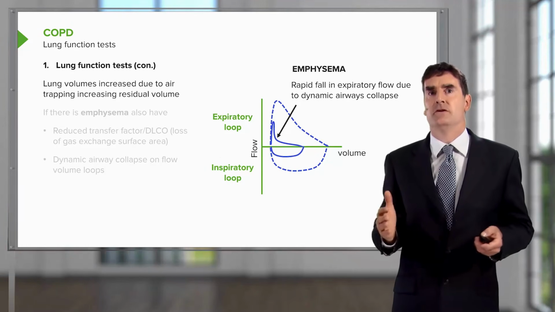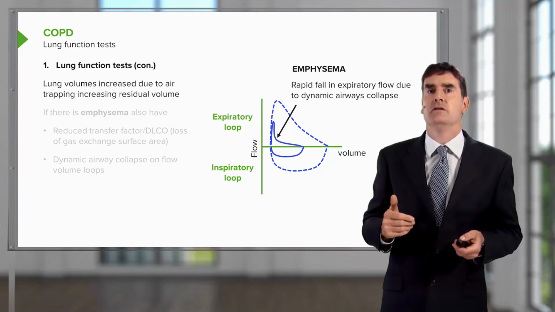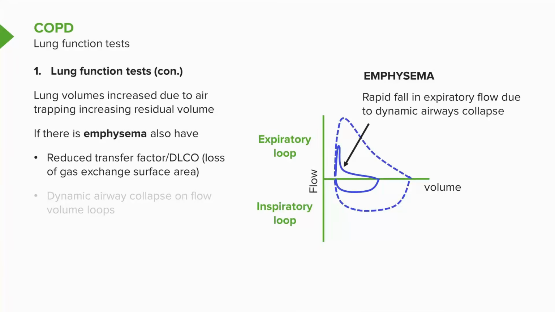It's not air that's shifting during inspiration and expiration. It's just the residual volume that's driving the increase in lung volume. If the patient has emphysema, then they've lost a lot of surface area for gas exchange because of the alveolar destruction. And that means the transfer factor, which measures the ability of oxygen to get in from the lungs into the blood, goes down. So a low transfer factor suggests emphysema.